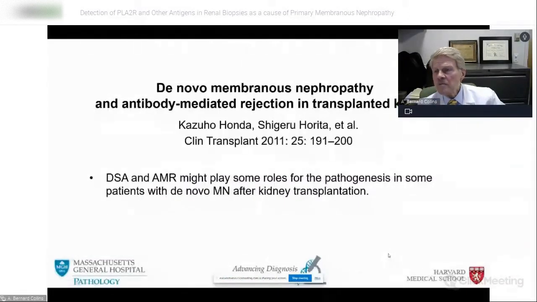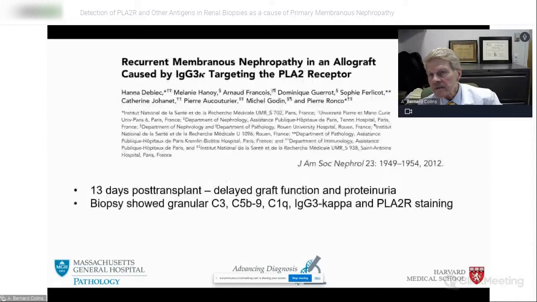This was also reported a year later by a study out of Japan, de novo membranous nephropathy and antibody-mediated rejection in transplanted kidney. There is DSA, and AMR might play some roles in the pathogenesis in some patients with de novo membranous after kidney transplantation. This is not all patients, but it's a subset of patients that develop de novo membranous post-transplant.